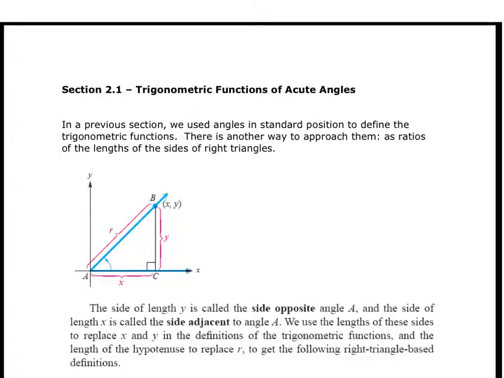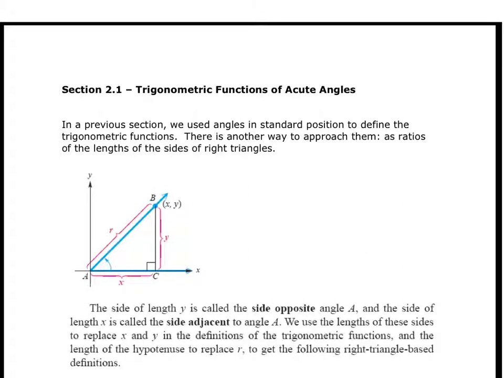Okay, these are the notes from chapter 2.1, and we're going to look at the functions of acute angles. Now, in the previous sections, we used angles in standard position to define the trig functions. There's another way to approach them as ratios, or the lengths of the sides of the triangles. So we've done one way, which is dealing with the angles, and then this one is the length of the sides that we're going to deal with, and then we have a third one coming up. It's called the unit circle.